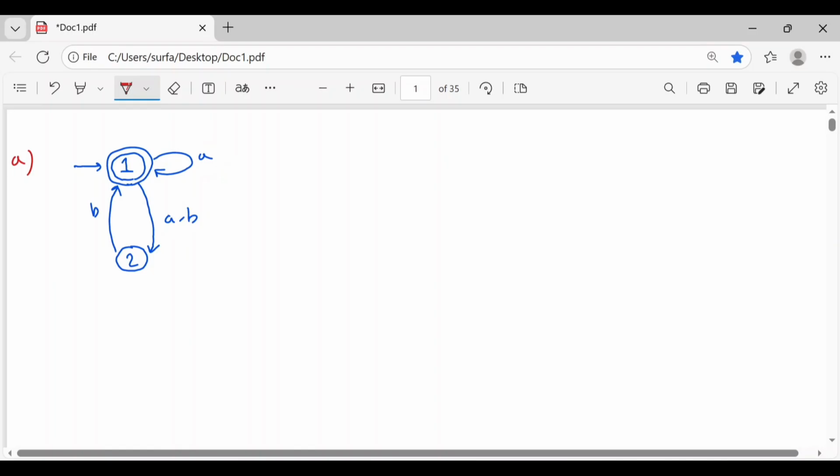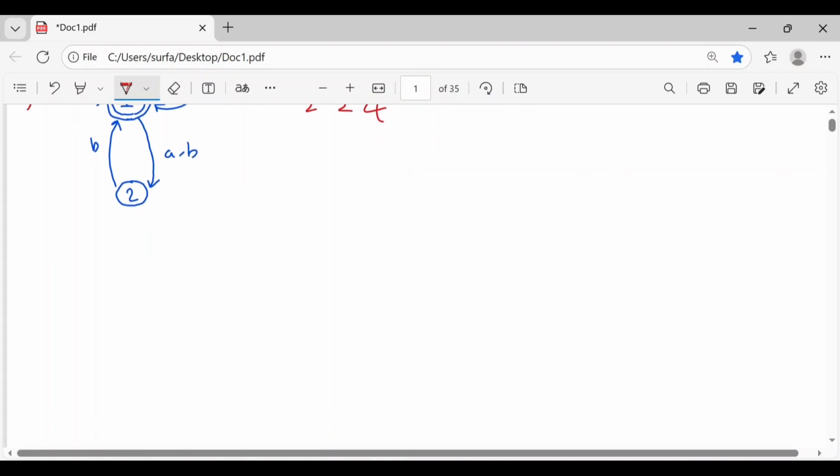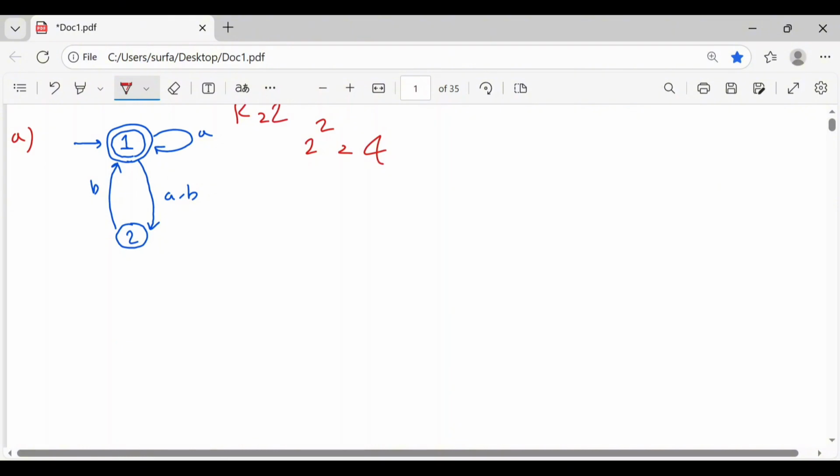Based on the theorem that we see here, the equivalent DFA must have 4 states, which is equal to 2 to the power of 2, because k is the number of states that we have in our NFA. So our equivalent DFA must have 4 states. First, let's start with the start state in the equivalent DFA. Here we will start with 1, because 1 is our start state in our NFA. So this is number 1 here.